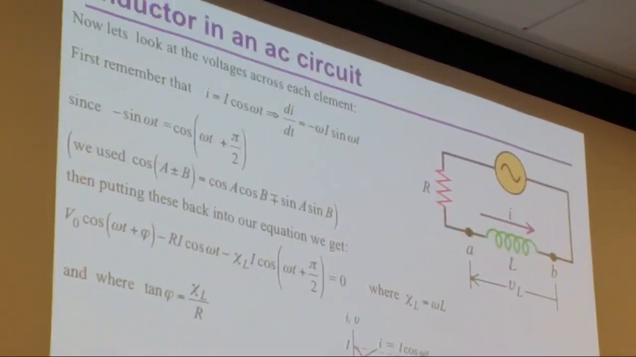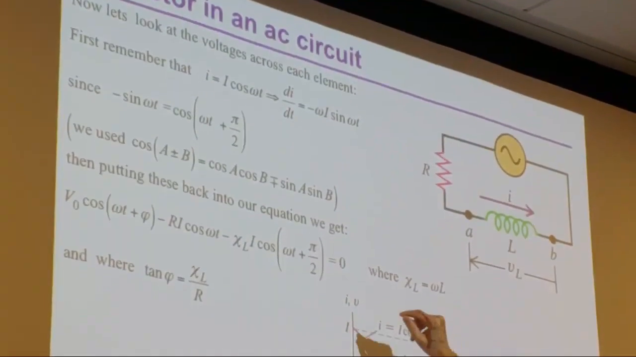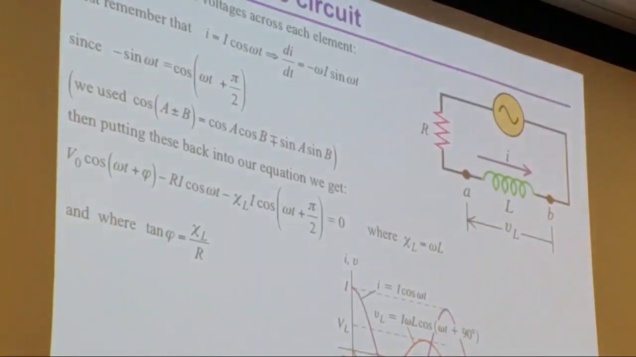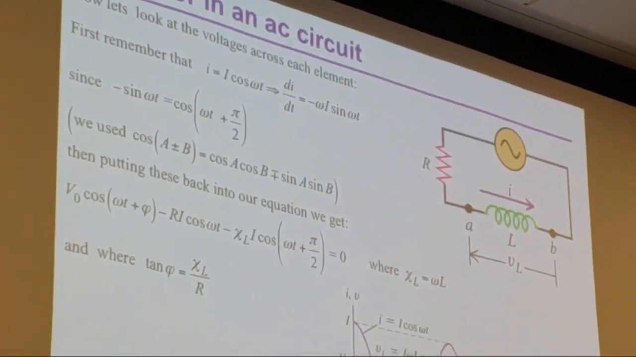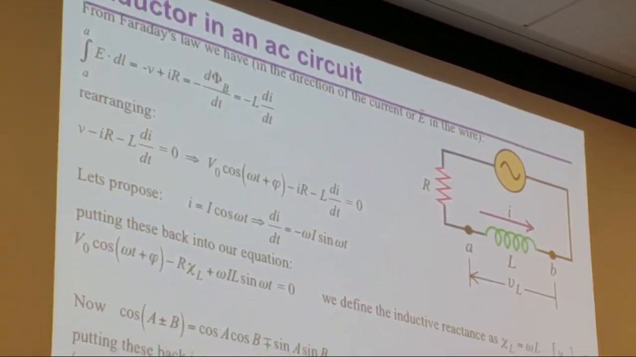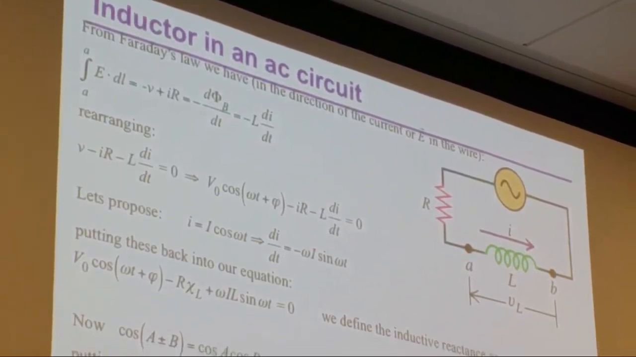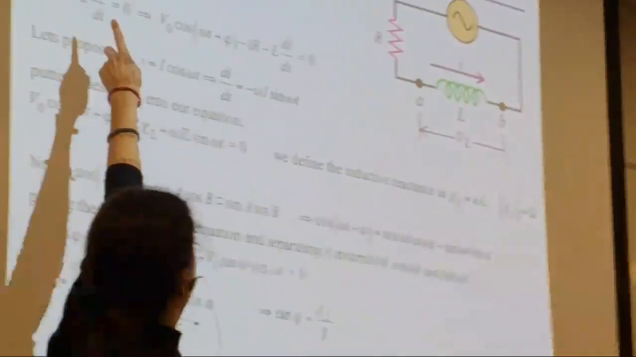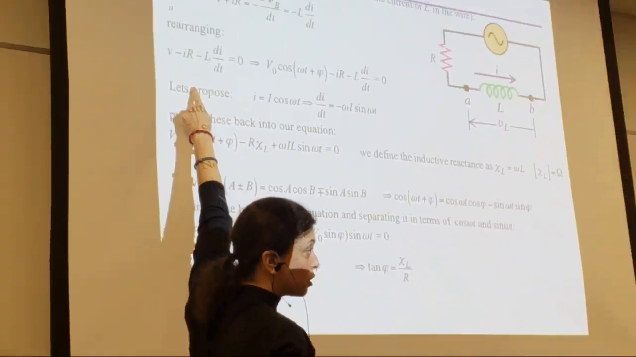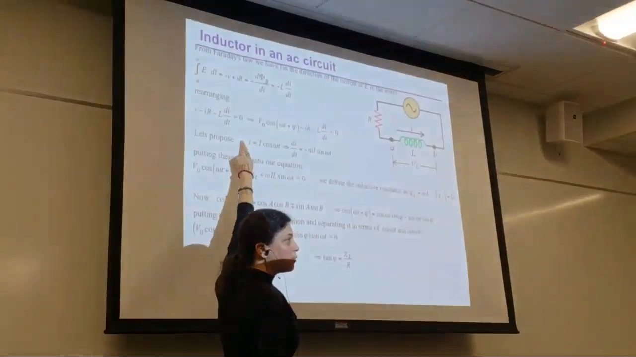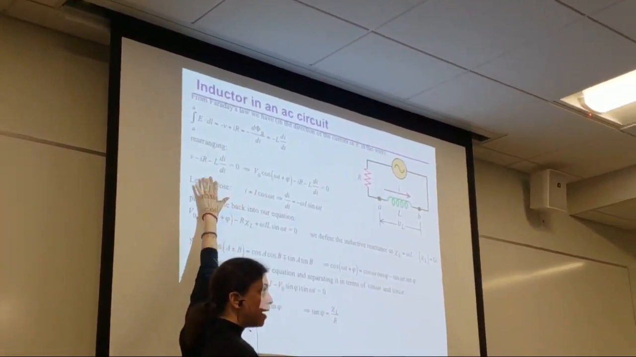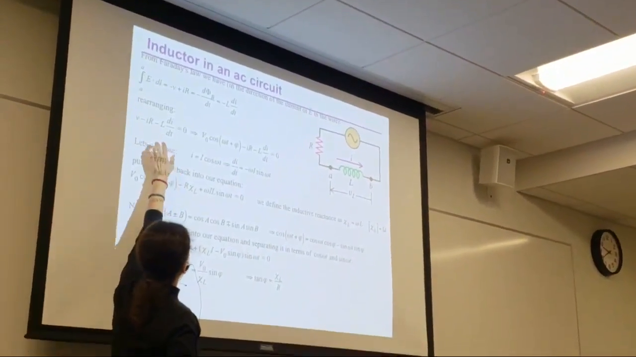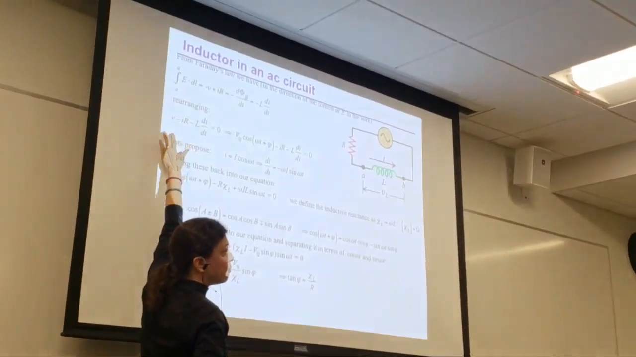So what is the voltage across? Let me see. I'm going to follow Isaiah's suggestion and go back one. So going back to this equation, which comes from Faraday's law: the voltage of the source, the voltage across the resistor, and the voltage across the inductor equals 0, after I rearranged everything. Three terms: the source, the resistor, the inductor.